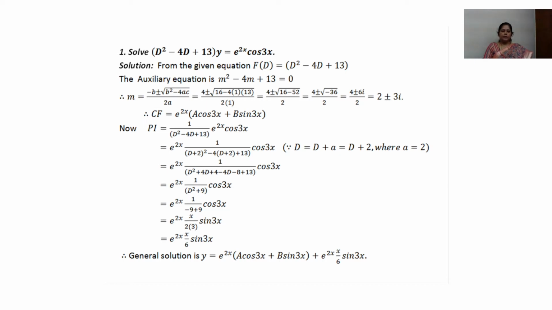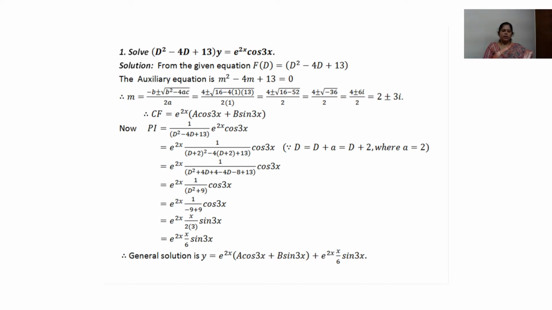Therefore, the complementary function is e^(αx) (A cos βx + B sin βx). So we got the complementary function equal to e^(2x) (A cos 3x + B sin 3x). After finding the complementary function, now we are going to find the particular integral for e^(2x) cos 3x.